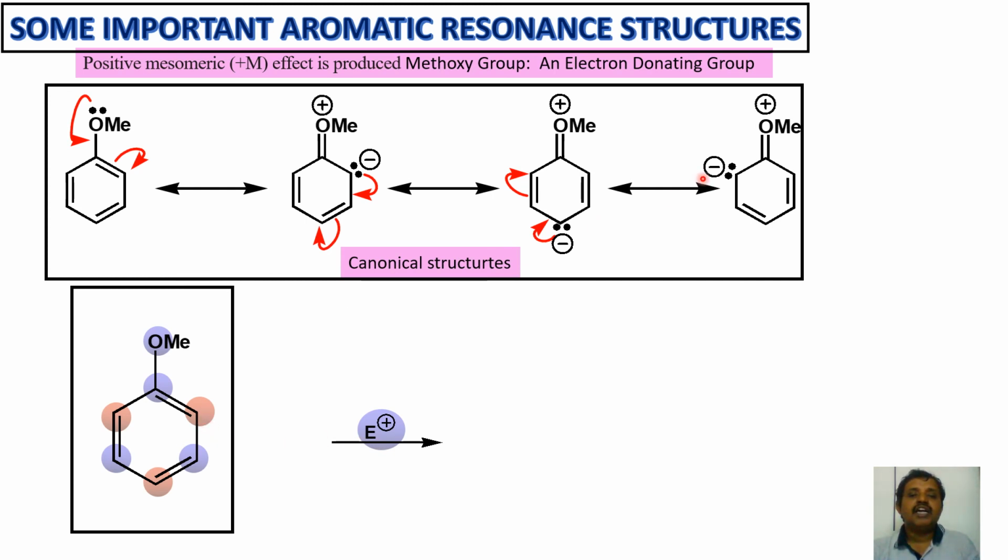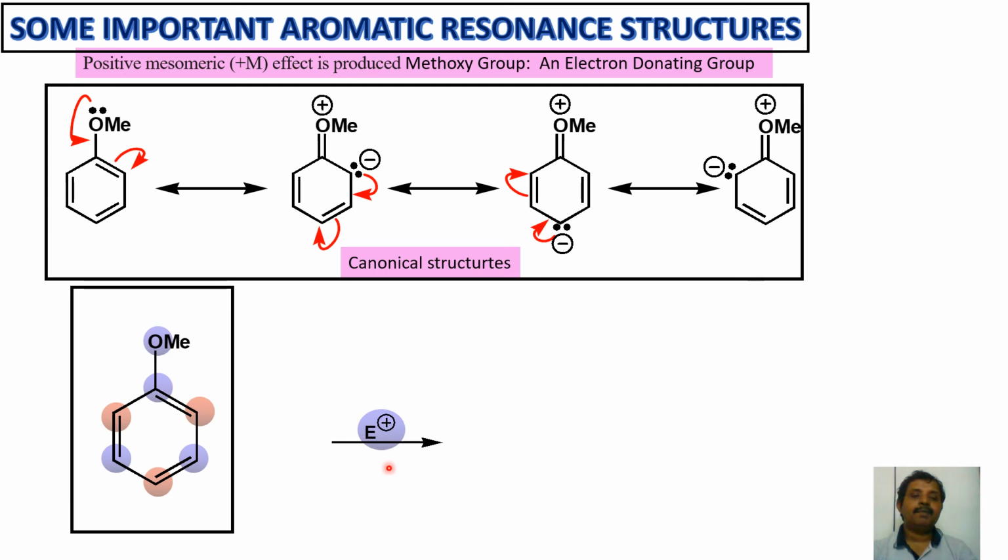Observing the resulting structures, you can see the negative charge is forming at the ortho and para positions. In the first and third structures, the negative charge is at the ortho and para positions. The middle structure has negative charge at the para position. Here it is the ortho position, and here the para position. Red color represents an electron rich system.